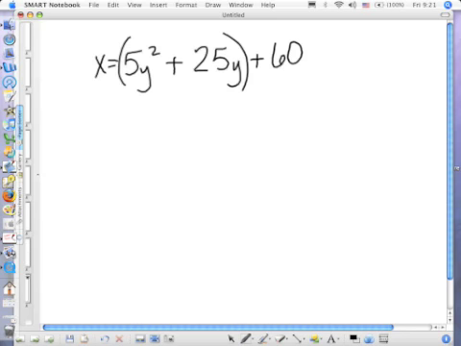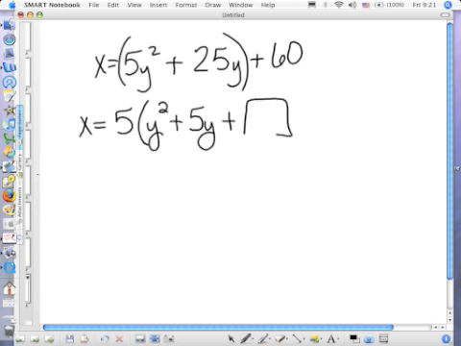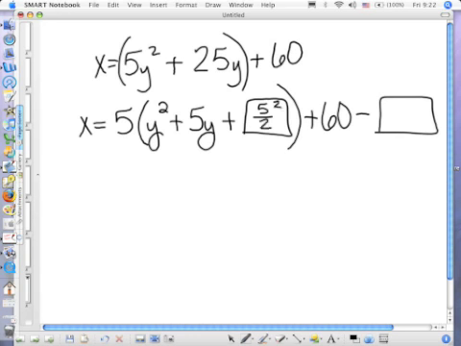Working on this next one. I'm going to factor a 5 out of the first two terms only. I'm going to set up to complete the square. What goes in the box? 5 halves squared. Is that what goes in the second box? No. There's a number out here being distributed, so I have to actually multiply this out.